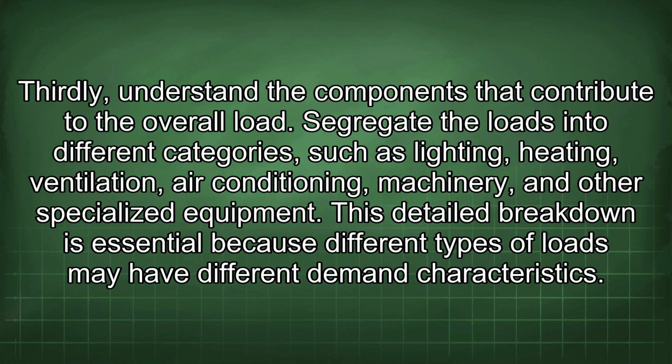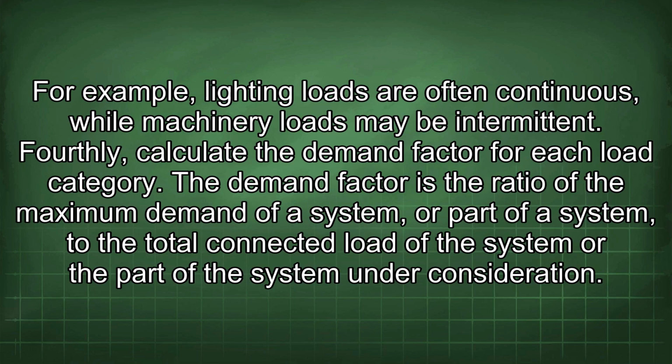Thirdly, understand the components that contribute to the overall load. Segregate the loads into different categories such as lighting, heating, ventilation, air conditioning, machinery, and other specialized equipment. This detailed breakdown is essential because different types of loads may have different demand characteristics. For example, lighting loads are often continuous, while machinery loads may be intermittent.